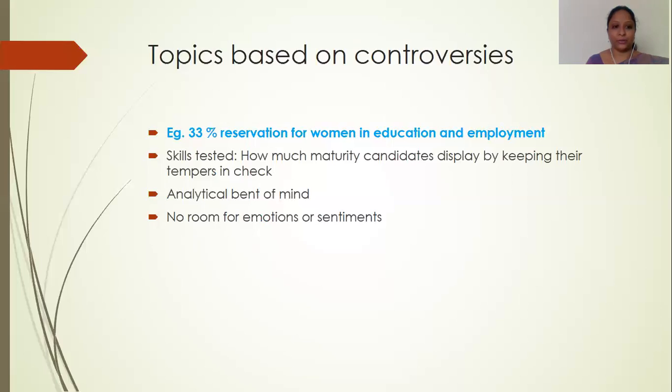So through these controversial topics, the skills that are tested are how much maturity candidates display by keeping their tempers in check. Usually when you don't want to agree to somebody else's points, you will not be in control of yourself, and you just want to support or defend yourself. So whether you are able to conduct yourself in a mature way or not, these skills are tested by asking controversial topics. They would also see your analytical bent of mind, how effectively you are able to defend yourself, whether you are able to think about the topic in the right way or not, what is your way of thinking. So these are the skills that are tested.